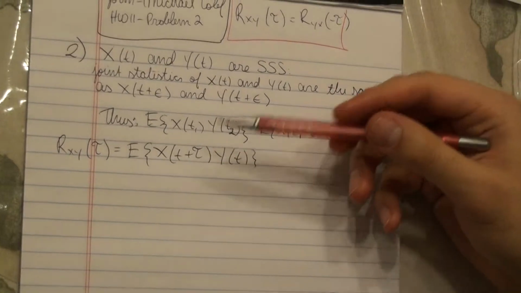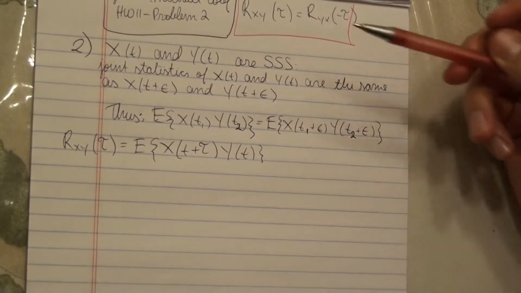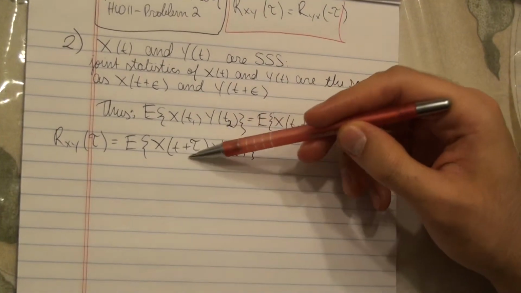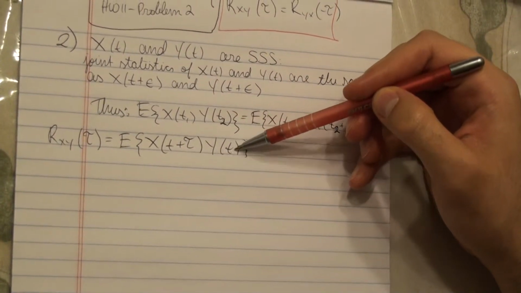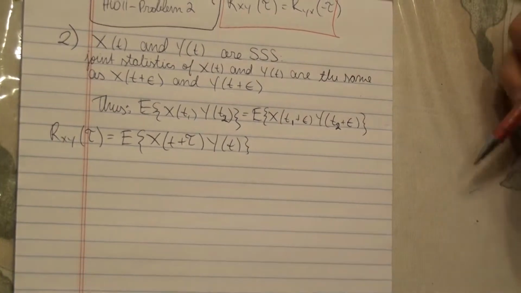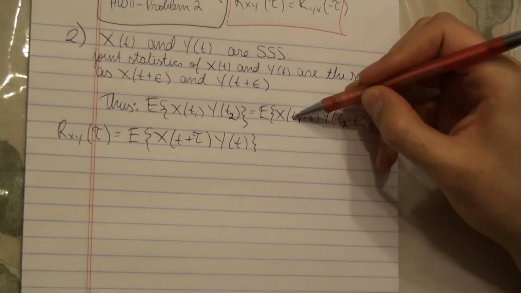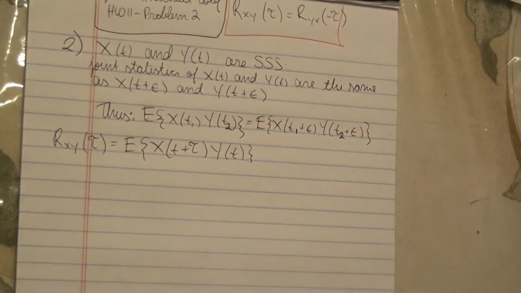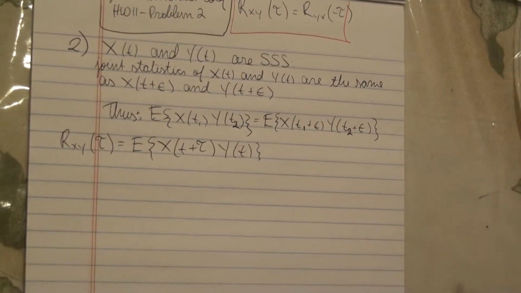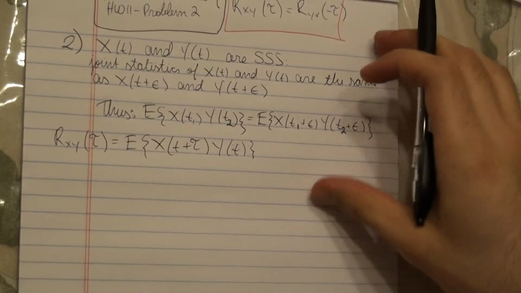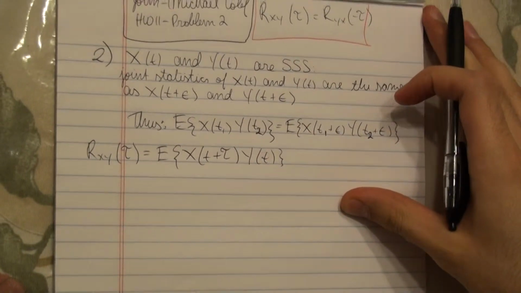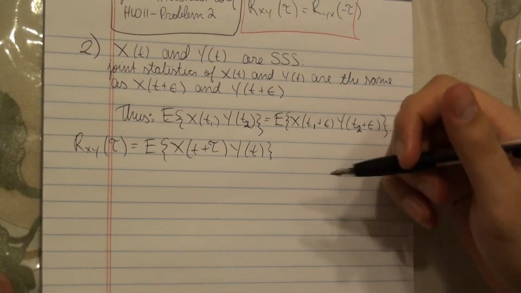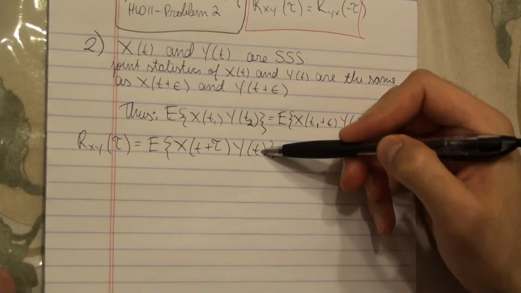So, now, using the property that it's strict sense stationary, we can add an epsilon here and the same epsilon over here. Again, these times don't have to be the same. But now the epsilon that we have to add has to be the same. So what I'm going to do is I'm going to add a minus tau to this and this.